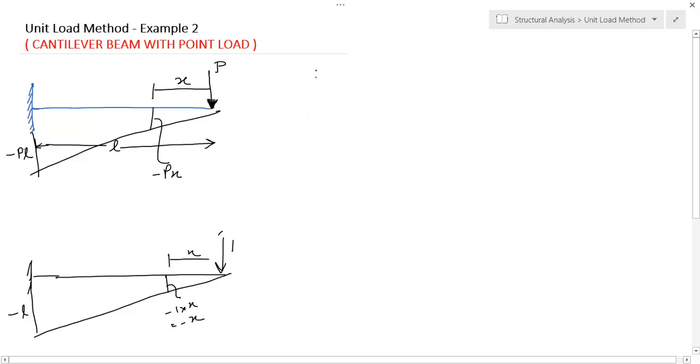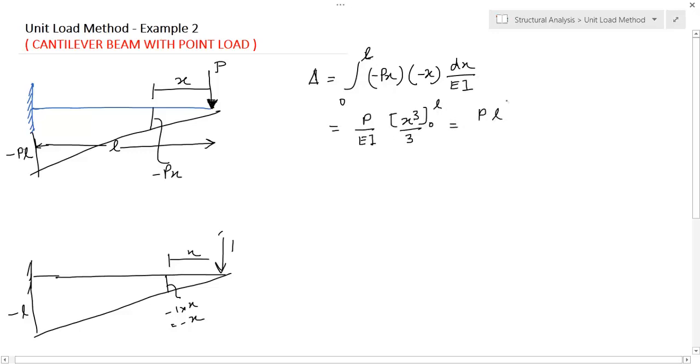So the deflection is the integration from 0 to L of the product of the two moments into dx by EI. As the sign is positive, the deflection is in the downward direction, that is, in the direction of the applied load.